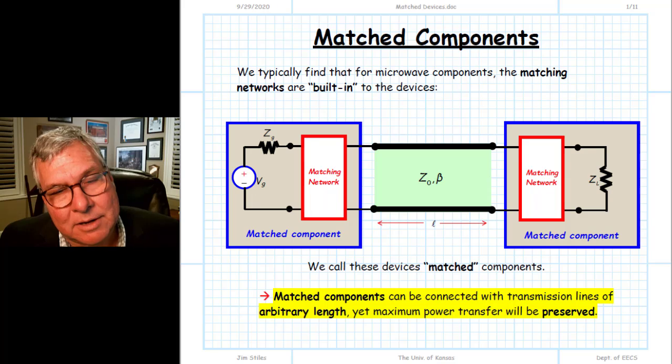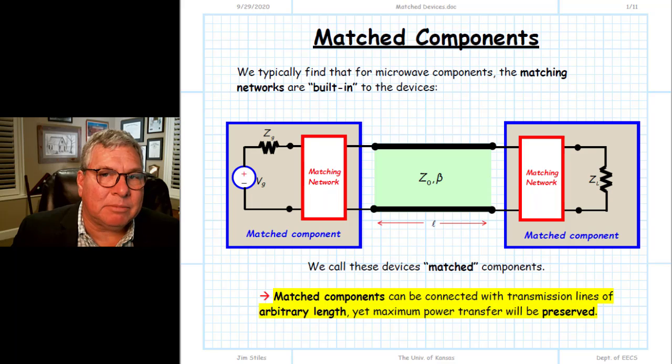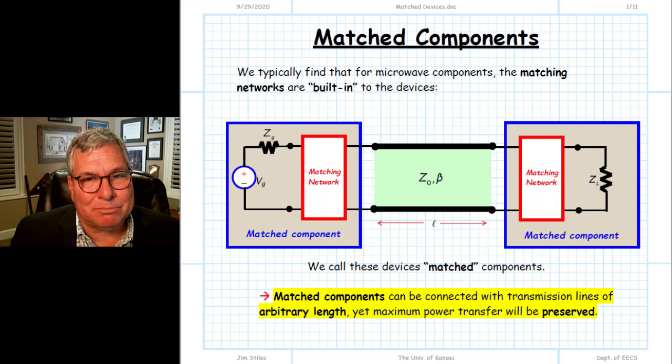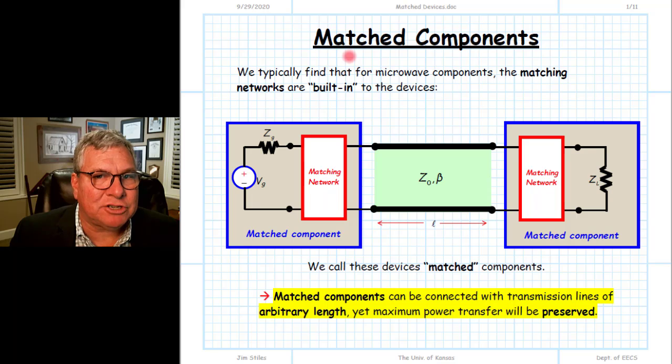Well, we've talked about a lot of matched things in this course so far. We have a matched source and a matched load. We have conjugate match. We're going to add one more idea that uses the word matched in its name, and that is the idea of a matched component or a matched device. So what is a matched component?